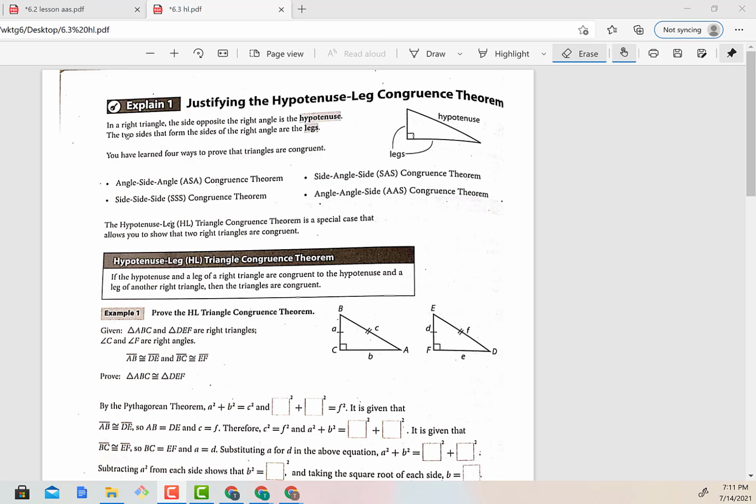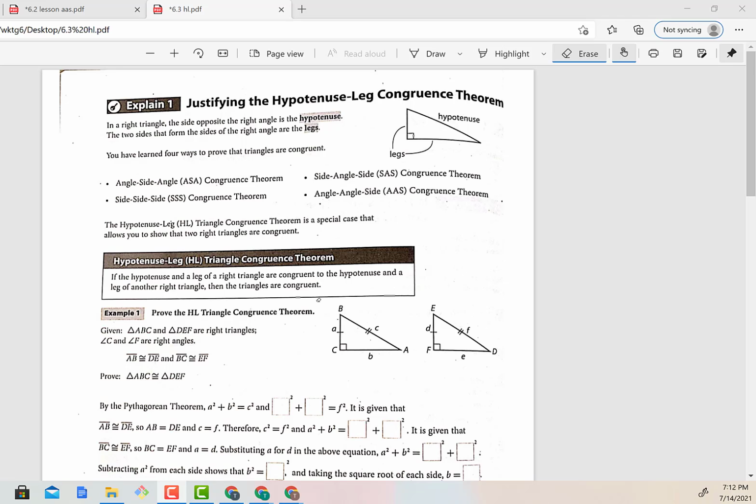Also, we've now learned 4 ways to prove triangles are congruent: ASA, SAS, SSS, and AAS. HL is the last one. Below there's a box that says Hypotenuse Leg Triangle Congruence Theorem. And it states if the hypotenuse and a leg, so that means the longest side of each triangle and one of the shorter sides of each triangle, if those are congruent to the hypotenuse and a leg of another triangle, then the triangles are congruent.